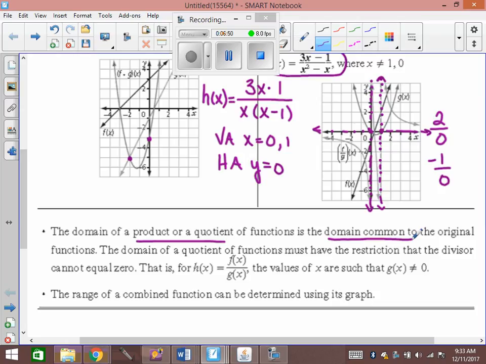The domain of the quotient of the functions must have the restrictions that the divisor has. So this is the other catch, but you have to still state restrictions. So if it's division, you always just look at your denominator, right? And if there are any variables in the denominator, you have to state x can't equal those values because they're non-permissible values, just like you did with rationals. And then the range of the combined function can be determined using its graph. So you have to graph it and look where the range is.